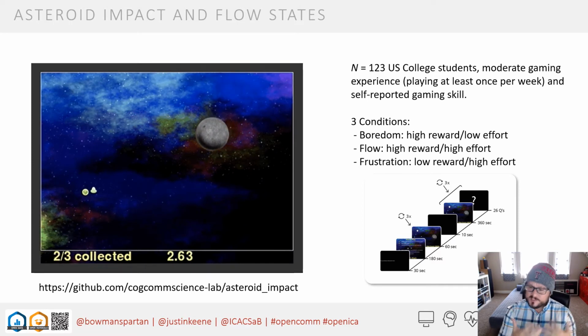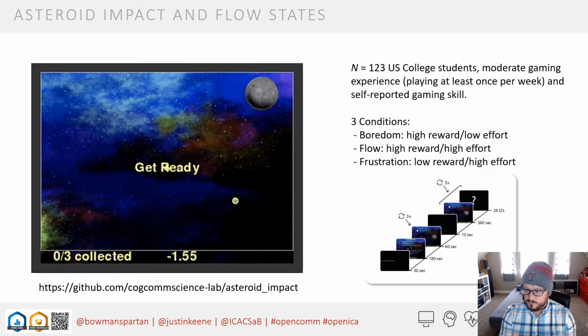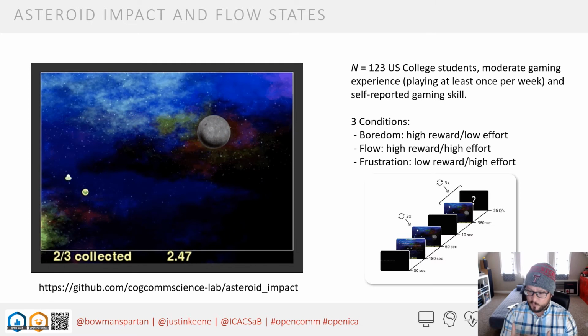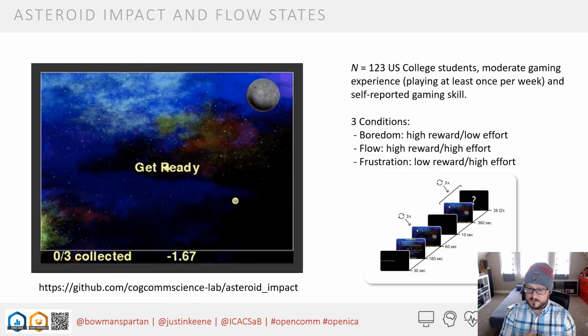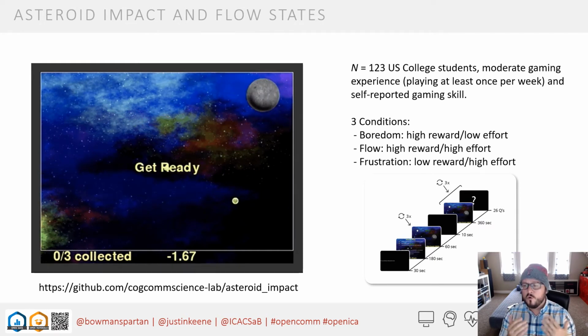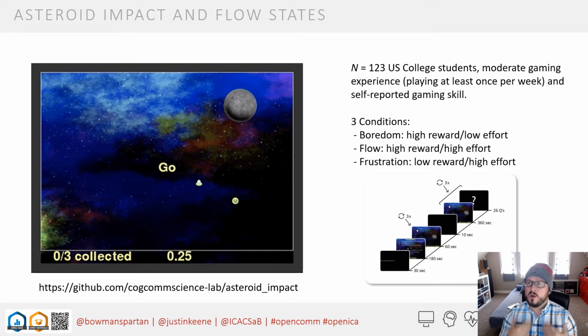And this game is not a very fancy AAA game, but the reason we used it is because of its internal validity. We know this game can reliably induce boredom and flow and frustration states. In particular, the boredom state uses a dynamic difficulty adjuster that takes the player feedback and constantly adjusts the game for the player. We had 123 people in our study with moderate gaming experience, modern gaming skill.